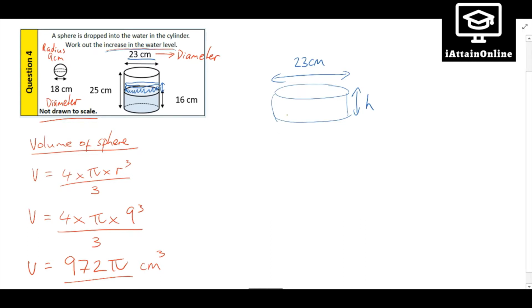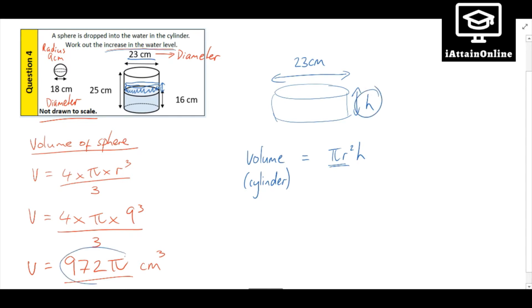However, remember, we're going to have to find the height of this. So remember, the volume of a cylinder is equal to pi r squared multiplied by h, because a cylinder is just a prism, the circle is the cross section, and then we just multiply that by the height. So that's the area of the circle, then we multiply it by the height. Okay, we don't know h, that's what we're trying to find.